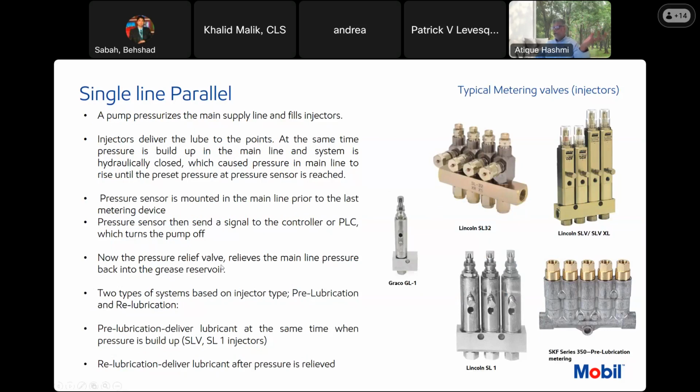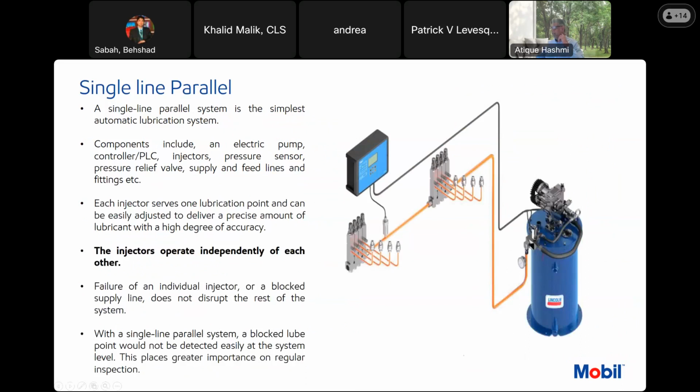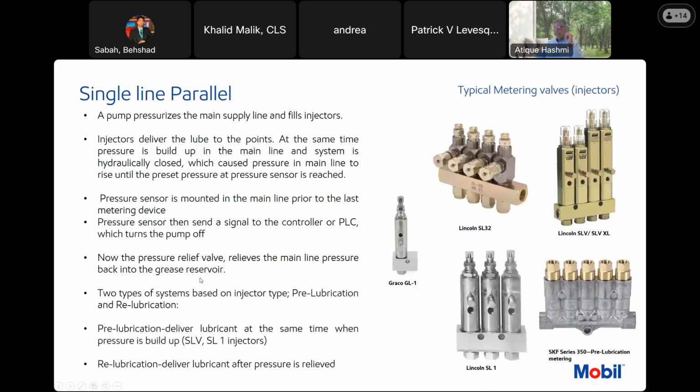Now the pressure relief valve relieves the main line pressure back into the grease reservoir. One more thing, as you can see, this is a different setup than the progressive one because it needs venting. This is a pressure relief valve where my cursor is. It is just to make sure that the pressure is relieved back into the reservoir so the system can complete the next cycle.